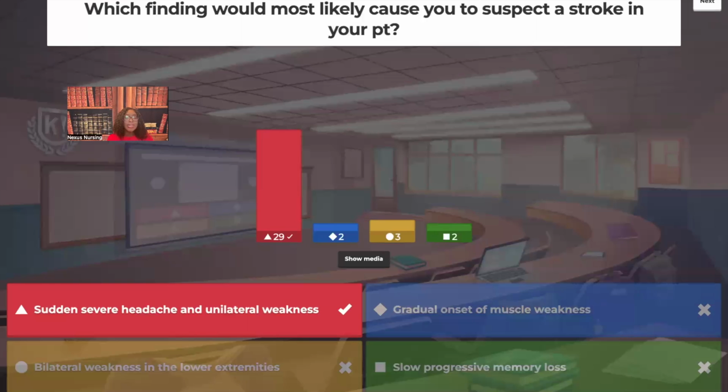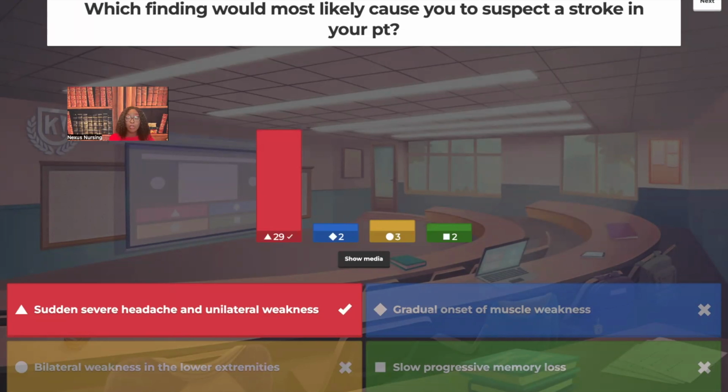Very good. Sudden, severe. That word sudden, right now, acute, okay? Sudden severe headache, unilateral muscle weakness. What are we suspecting? Most likely a vessel burst. The patient could have been hypertensive, vessel burst, they got a stroke, unilateral weakness. This is a classic sign of stroke. Slurred speech, facial drooping. Make sure you guys know those classic clinical manifestations of a stroke.